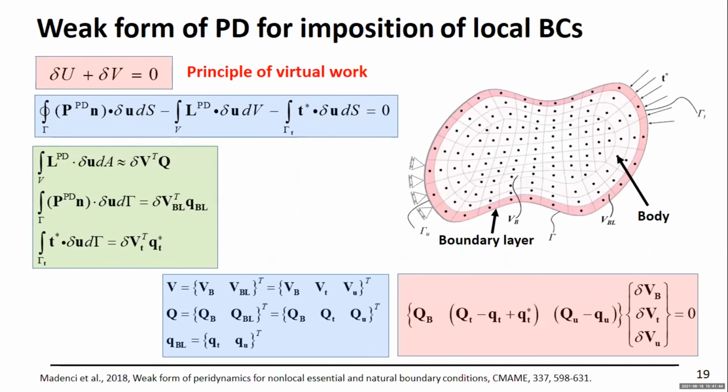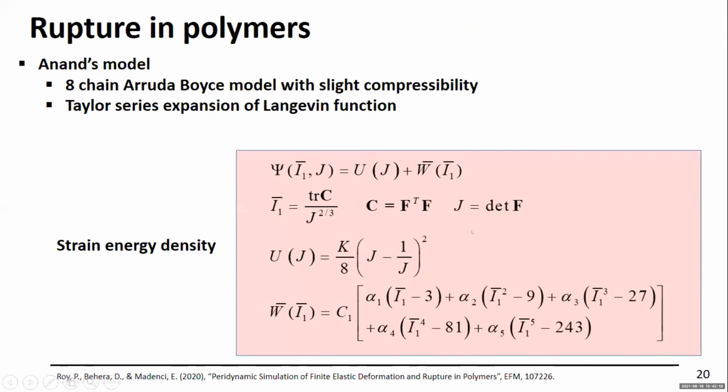Now, then we move on to the weak form of peridynamics. So we start with principle of virtual work. Again, in this case, we discretize the domain into a boundary layer region, the interior part of the region. We go through the principle of virtual work and discretize our equations. And then we end up with this system of algebraic equations. And this VB here basically has the unknowns associated with the bulk material points in the bulk of the body. And VT and VU, these are the unknowns associated with the material points in the boundary layer region. So I'm going to show you a couple of examples.